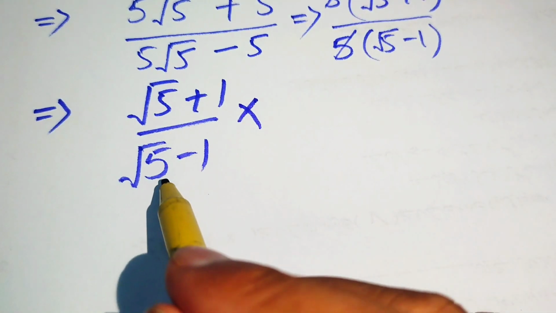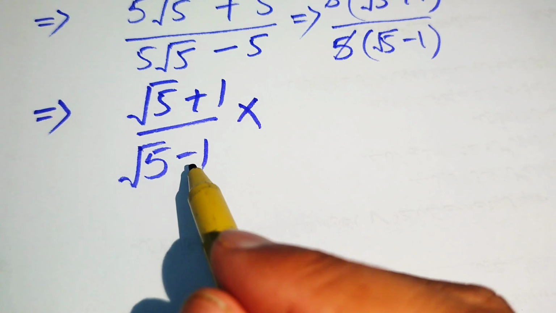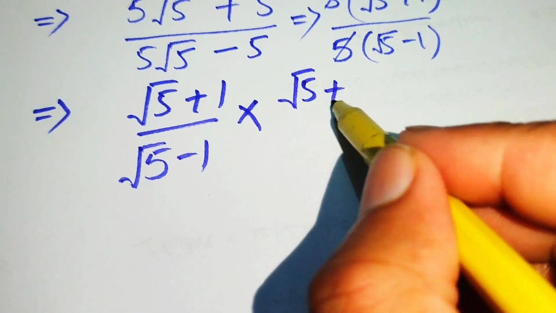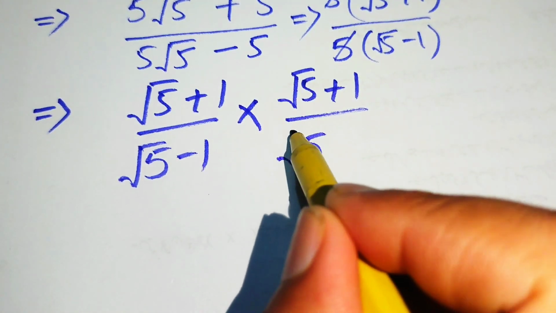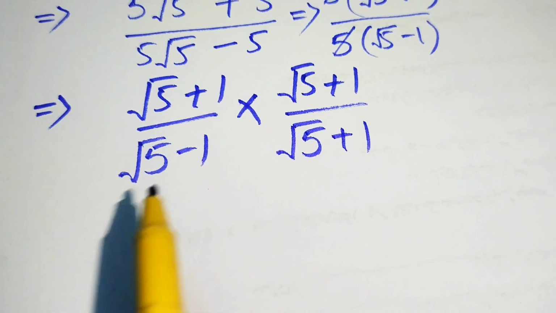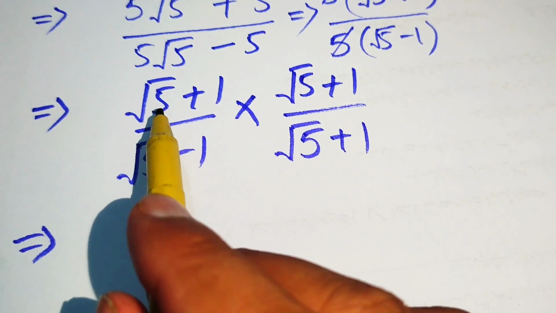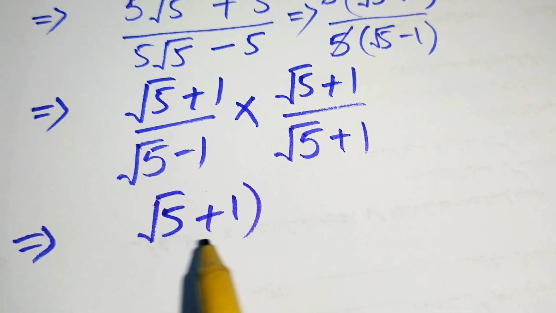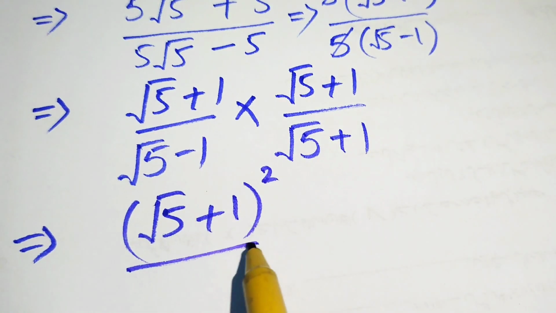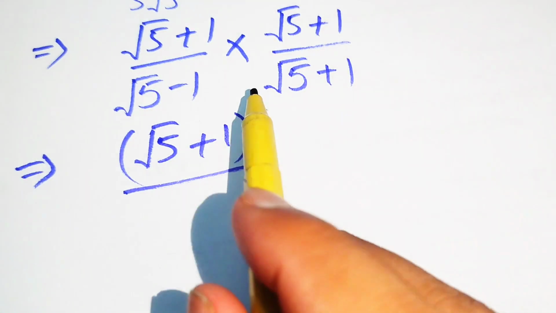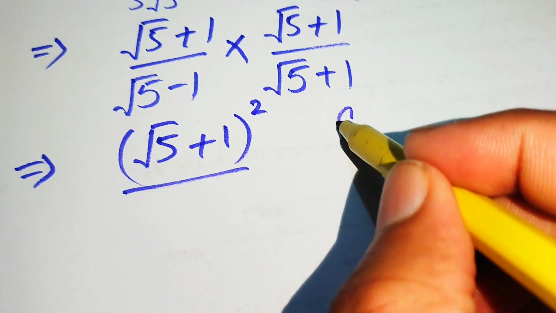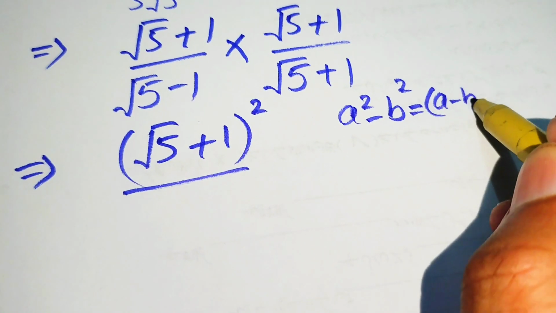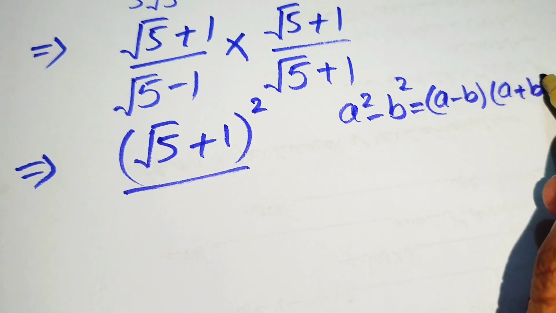Its denominator is √5 minus 1, so we rationalize it: we change the sign of the denominator and multiply and divide it. So we get (√5 + 1) divided by (√5 + 1). We multiply the terms, and we get (√5 + 1) whole square divided by (√5 − 1) and (√5 + 1). Here we use this nice square identity: a square minus b square is equal to (a − b) times (a + b).